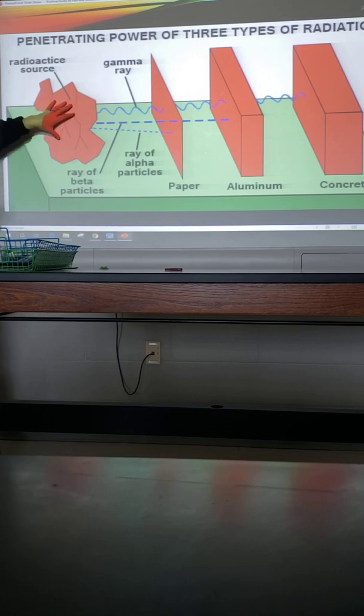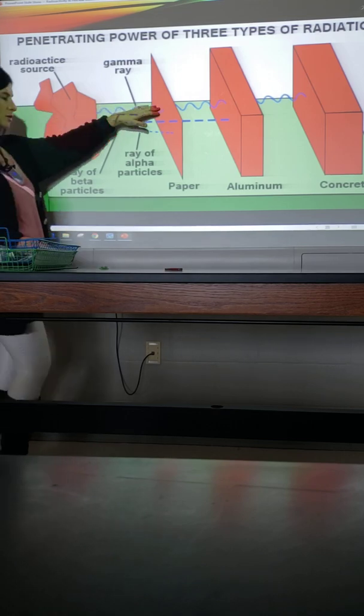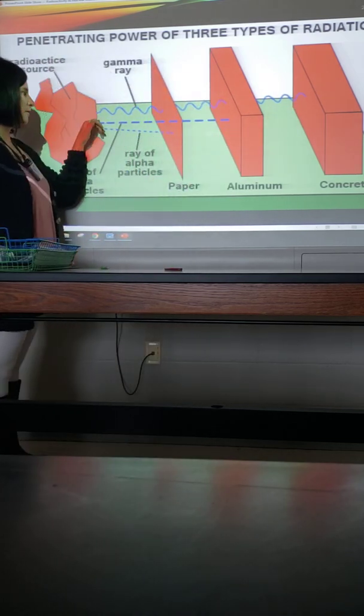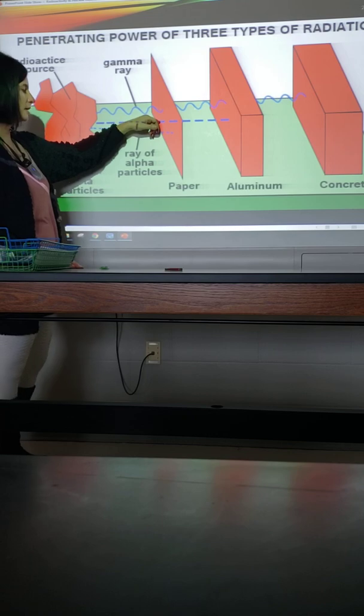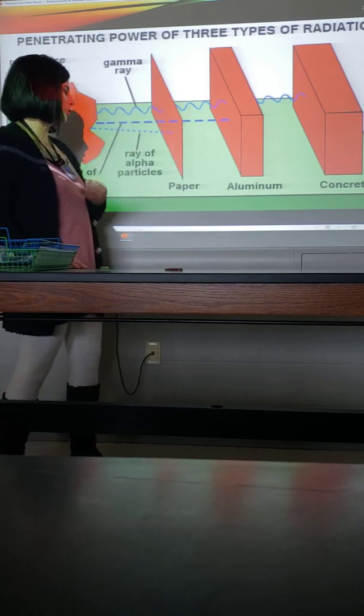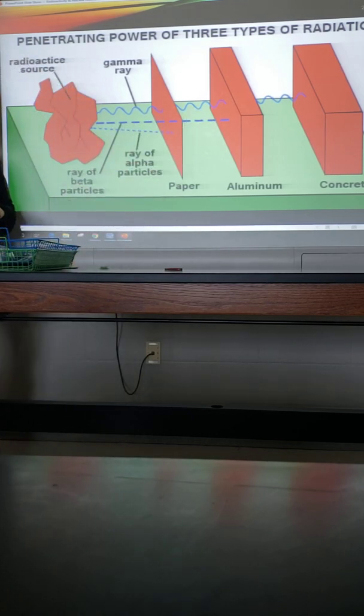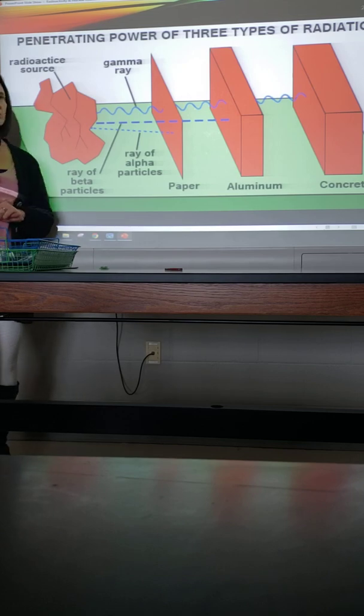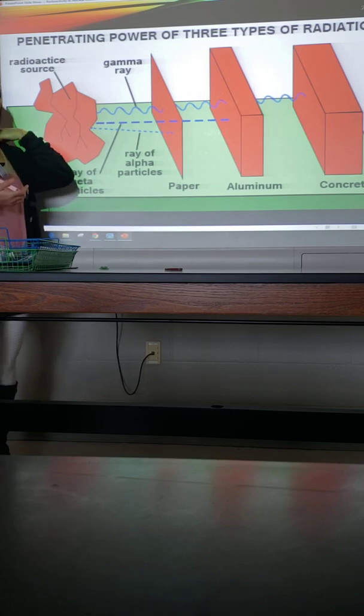So if this is the radioactive source or the element, you can see the gamma rays can go through paper, they can go through aluminum, but then they get stopped at concrete. The beta rays can go through the paper but get stopped at aluminum, and then the alpha, they can't even go through the paper. Okay. So again, the different forms of radiation can cause different levels of damage.